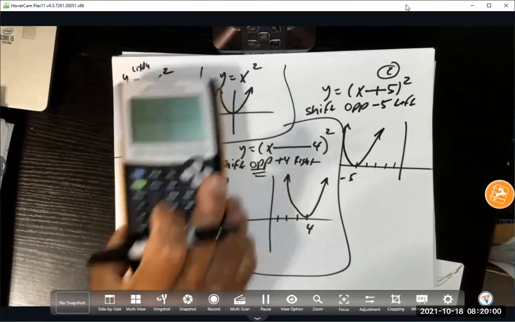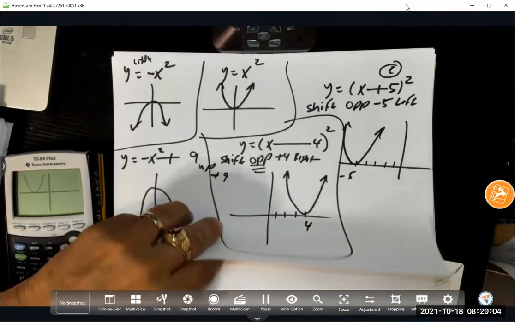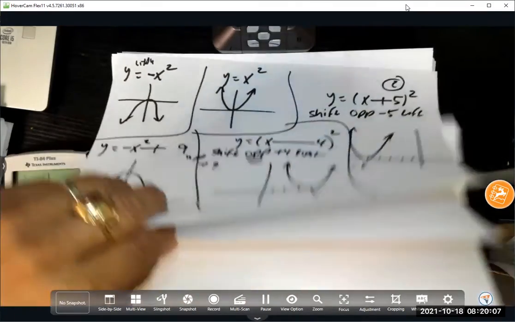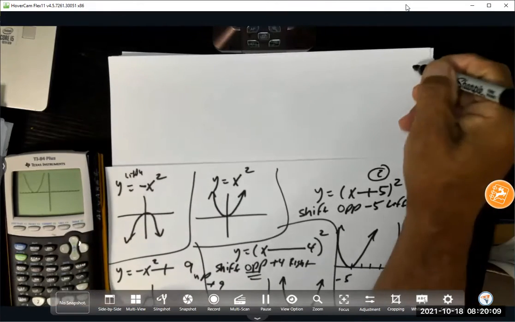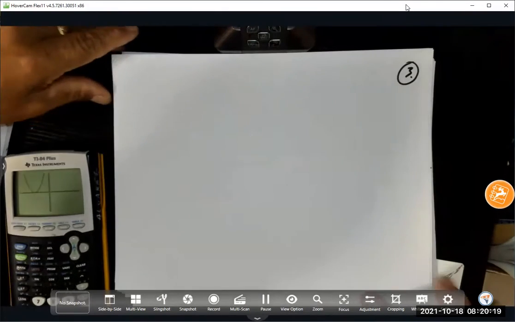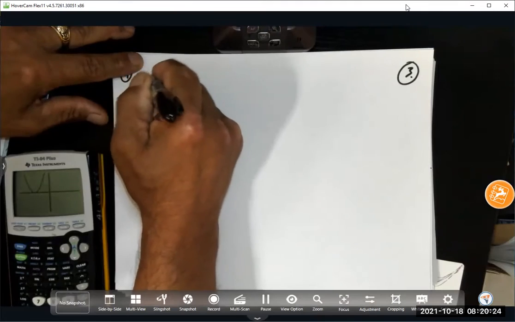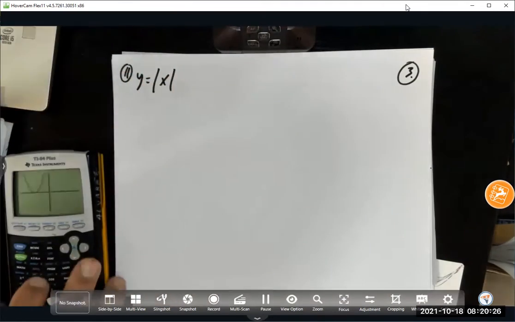Okay. All right. So now I'm going to change it a little bit. Let's go to page 3 here. Page 3. All right. So now, this way here, I'm going to do this other one. I'm going to say 11, same thing. Y equals absolute value of x. Let me show you how to do that first.